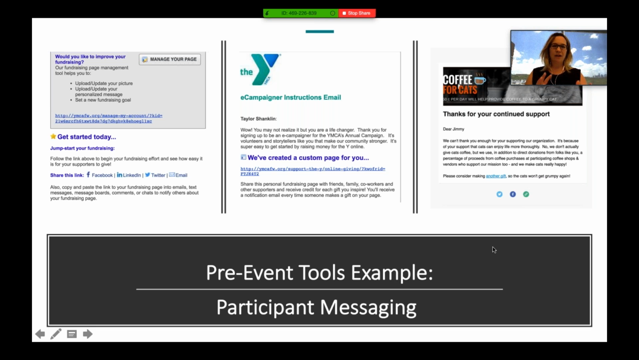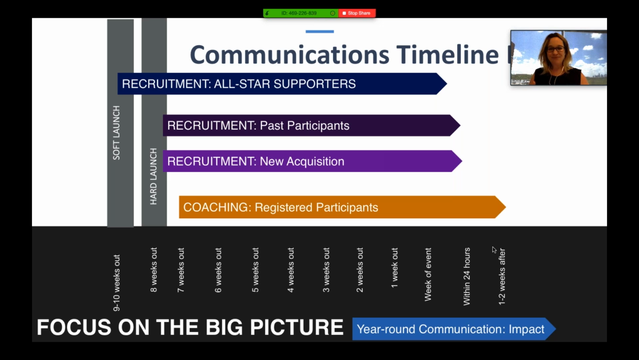So I think there's a lot of that pre-event messaging that's really, really important if you're doing peer-to-peer or events where people are training for something, or even just getting people excited about another event that they're going to, whether that's maybe they need to brush up on their golf skills before they go to your golf tournament.